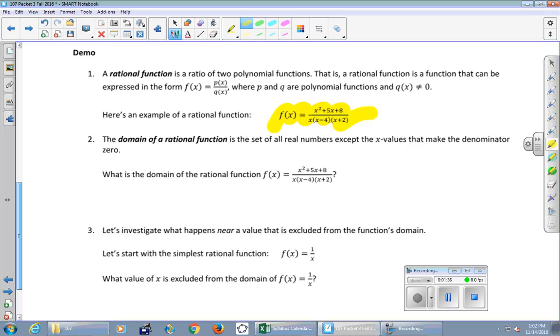It happens in this case, the two polynomials are in different forms, right? Factored form on the bottom, and I think we call it standard form on the top. But anyway, ratio of two polynomials. That is a rational function.